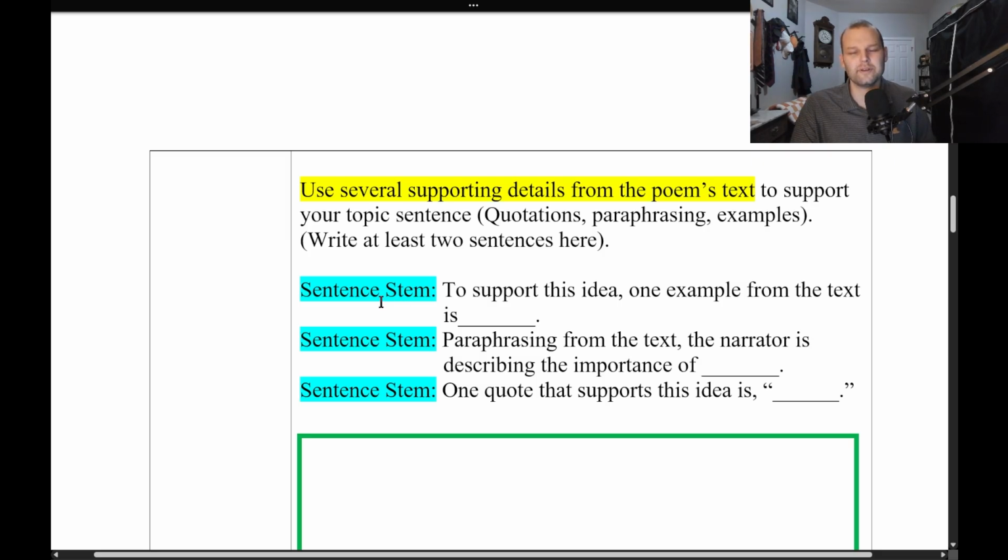Use several supporting details from the poem's text to support your topic sentences. So quotations, paraphrasing, examples. Write at least 2 sentences here. So to support this idea, one example from the text is blank. Paraphrasing from the text, the narrator is describing the importance of blank. One quote that supports this idea is blank. So the next 2 sentences in your body paragraph could be a quotation, could be paraphrasing, could be examples. Write some analysis, cite some text evidence.